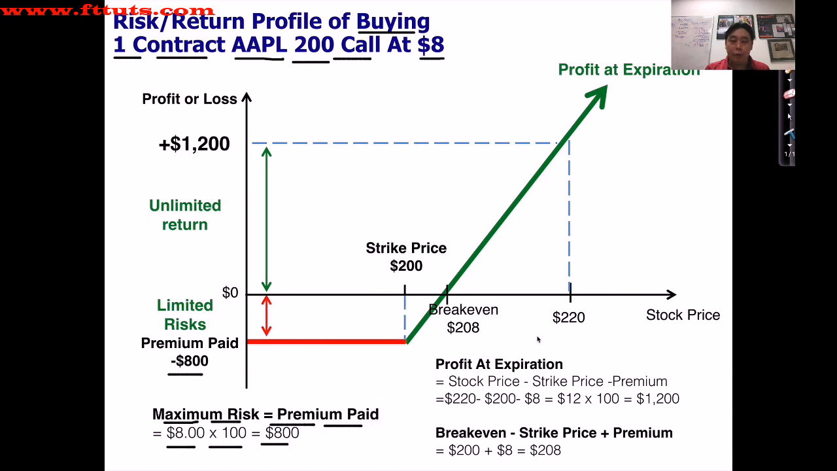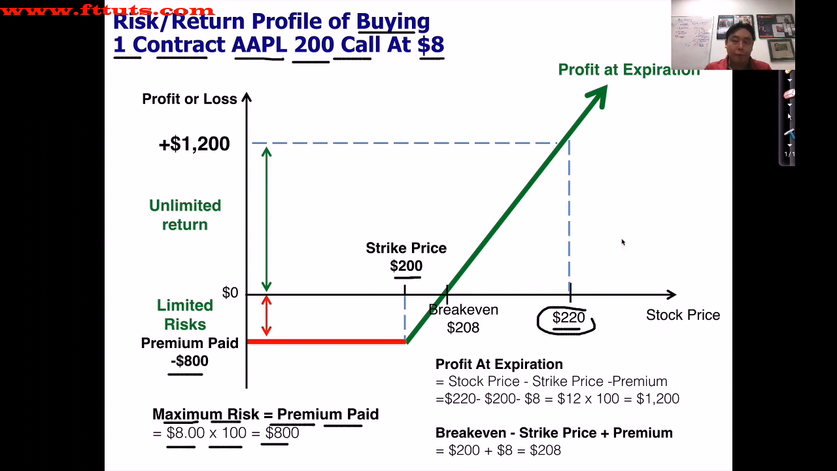For example, if Apple shares go up to $220, remember the x-axis tells you the stock price and the y-axis tells you the profit and loss. Right now Apple is selling at $200. We are buying the option with a strike price of $200. If Apple goes from 200 to 220, are we happy? Yes. Why? Because we have the right to buy it at 200, but now it's selling at 220. So we could buy it at 200 and sell it at 220, giving us an intrinsic value of $20 per option that we hold.